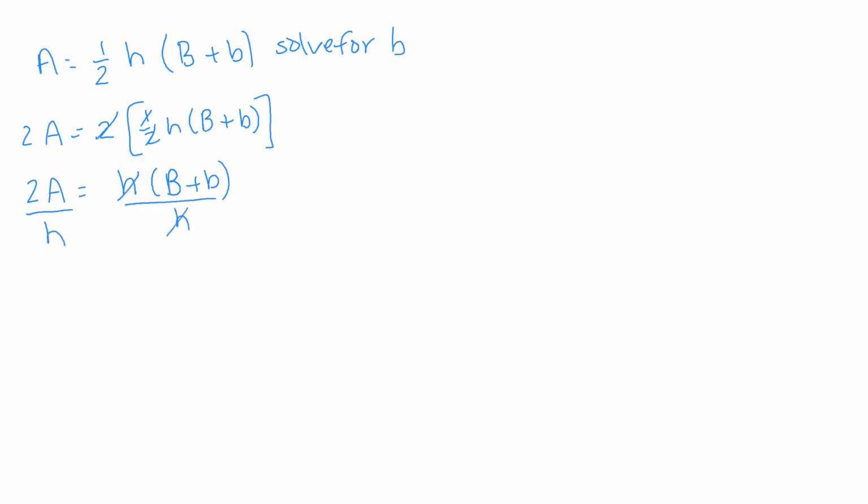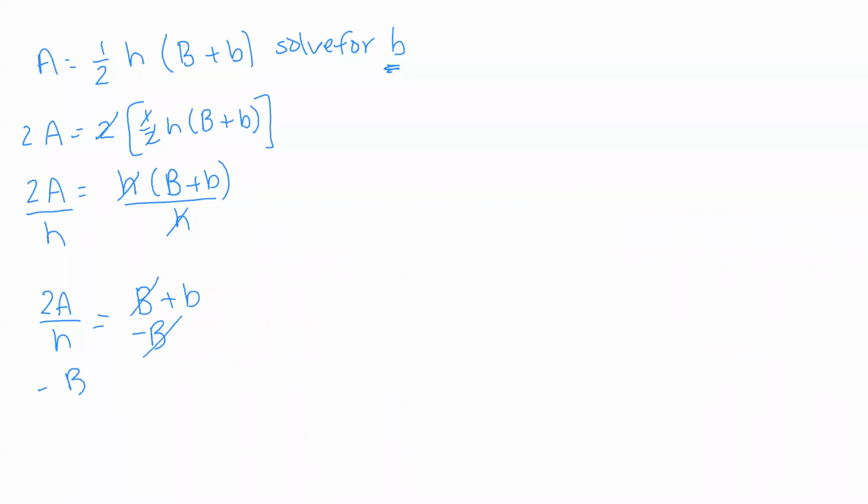On the right, the h's cancel. So on the left, I have 2a over h. On the right, I have big B plus little b. Now, remember, we're solving for the lowercase b, so the issue here is that added to the lowercase b is the capital B. Since the b's are being added, I want to subtract the big B since it's positive. I'm going to do that from both sides.